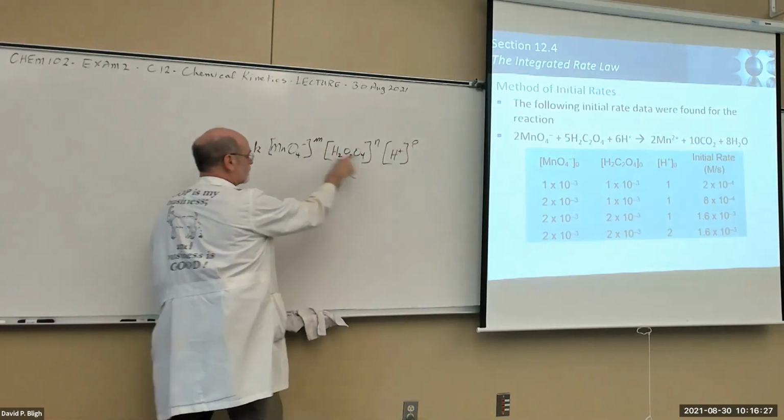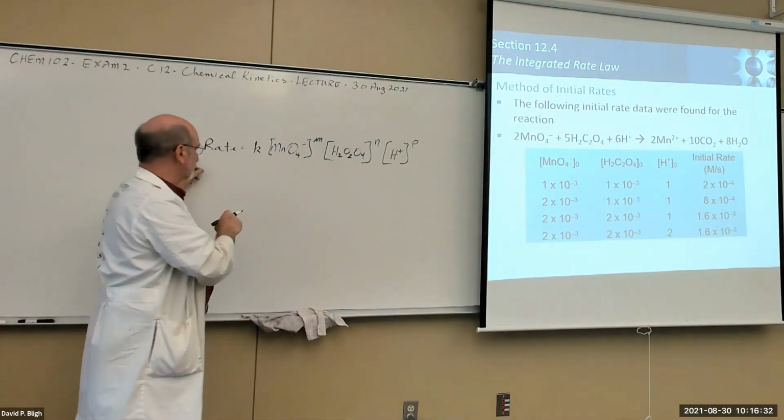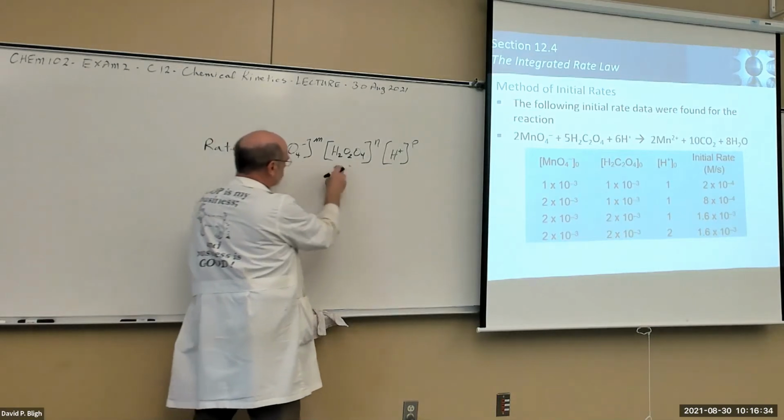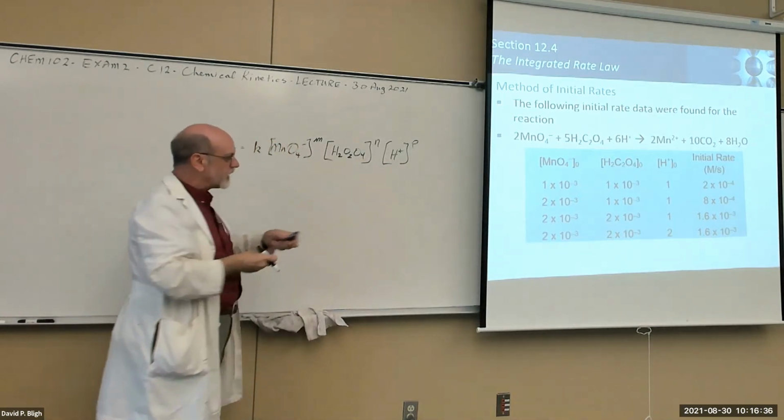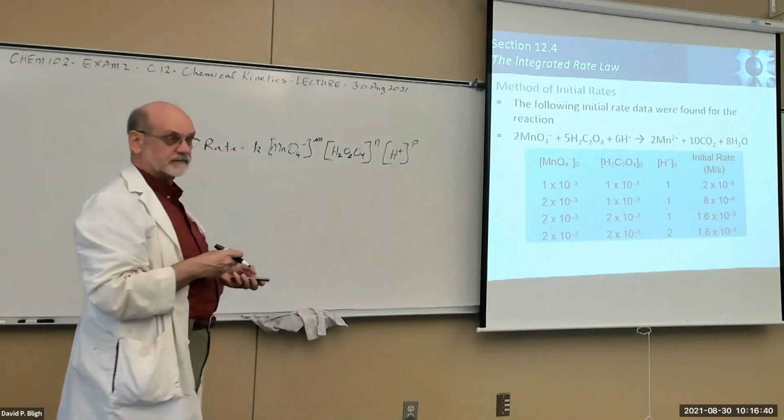So each one of these is going to have a different order. And if the rate is in terms of molarity per second, it has to incorporate all of these together. That's why we don't say initial rate of what. It's initial rate for the reaction.